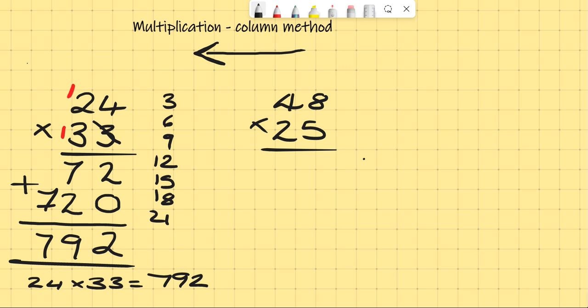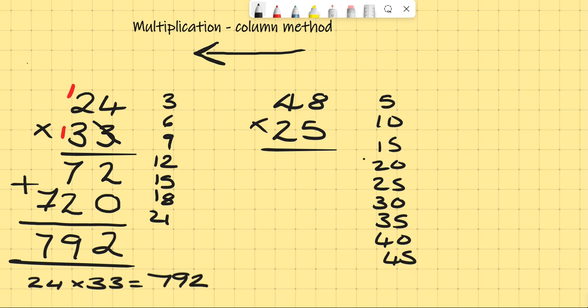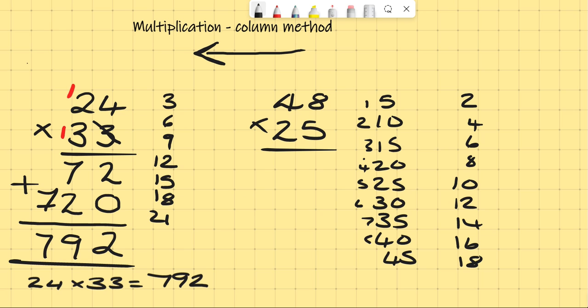Let's try this next one. So we're dealing with 5 times table. And 2 times tables. Okay, let's have a look then. So 8 times 5, let's have a look. 1, 2, 3, 4, 5, 6, 7, 8 is 40. So put the 0 down and carry that 4.